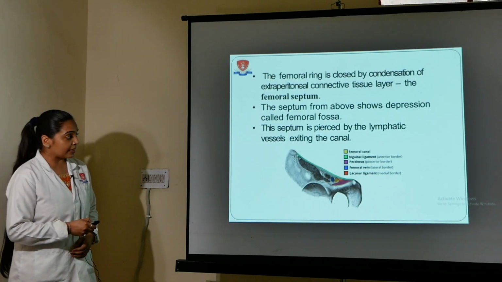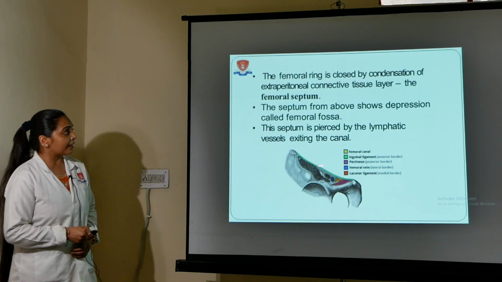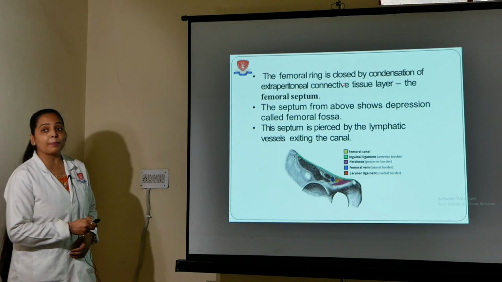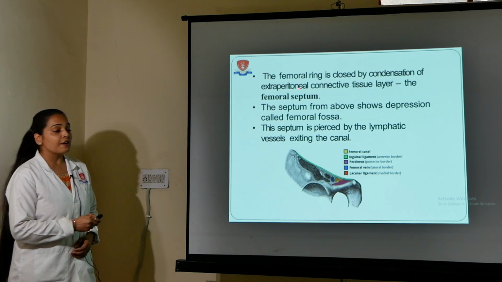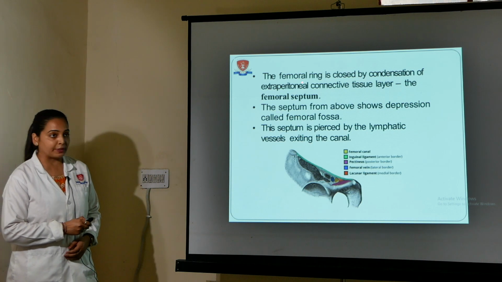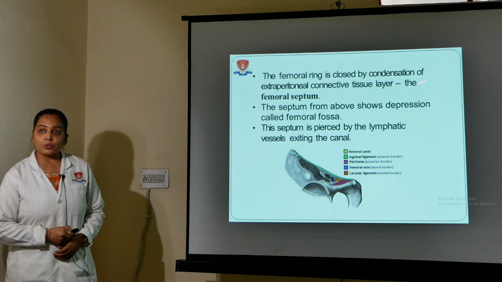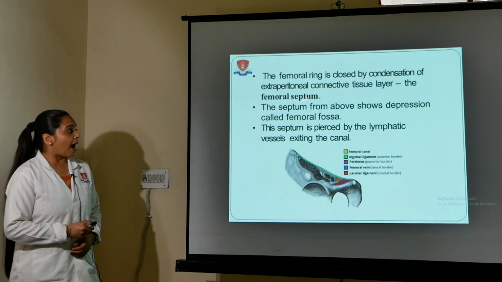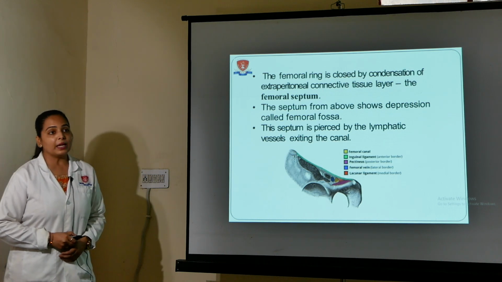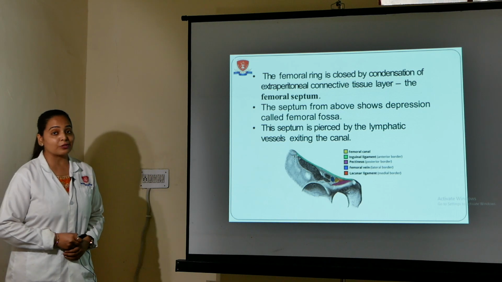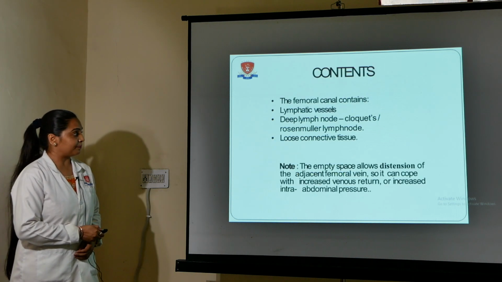Now the femoral ring is closed upwards by a condensation of the extraperitoneal connective tissue layer, which is known as the femoral septum. This septum from above shows a depression which is known as the femoral fossa, and the septum is pierced by the lymphatics which exit through the femoral septum.